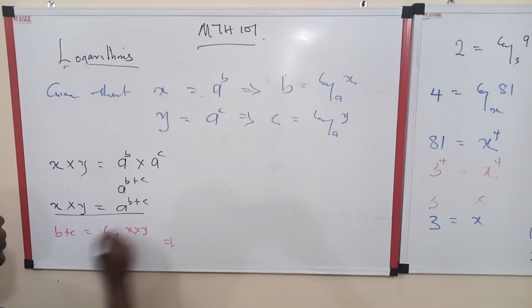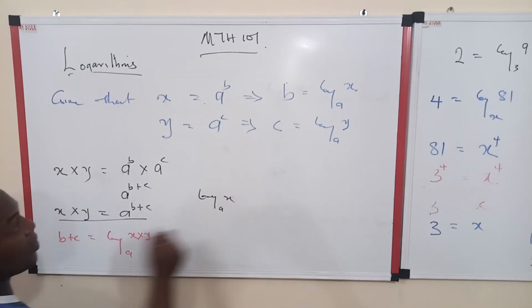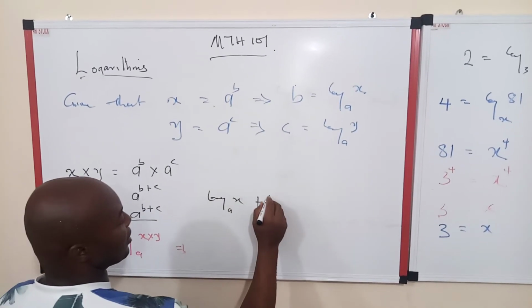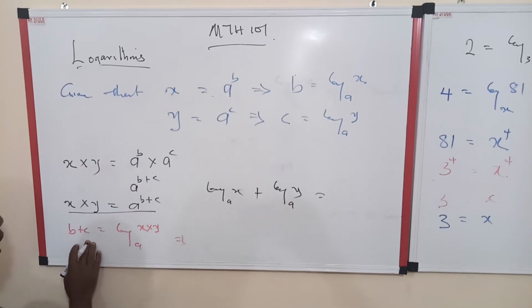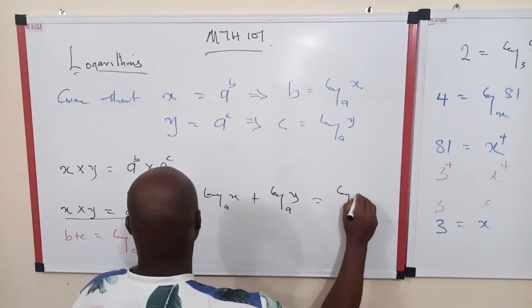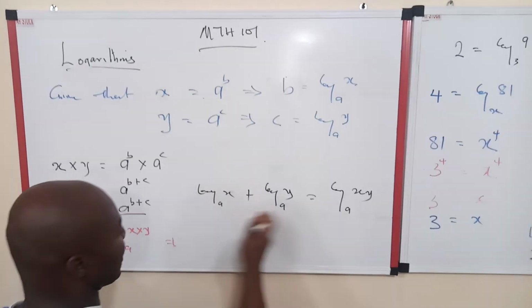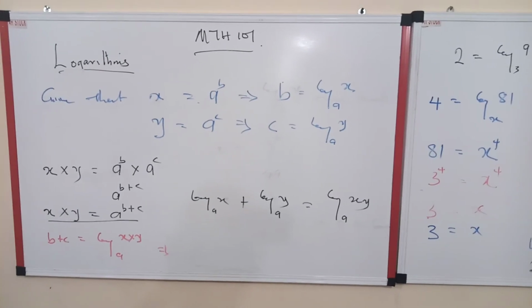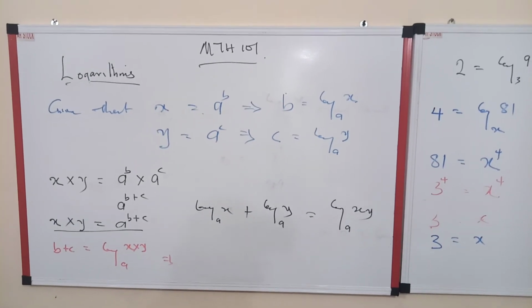In doing that, our b will be log of x to base a, which is b, plus our c, which is the log of y to base a. We are done with this, all equal to the log of x multiplying y to base a. If you see this, you can see that all the expression has been written in terms of logarithm.